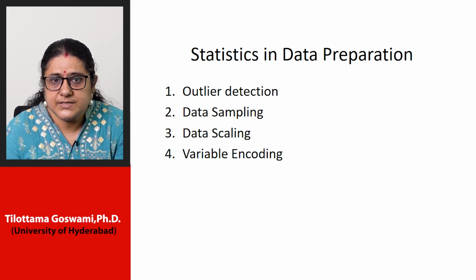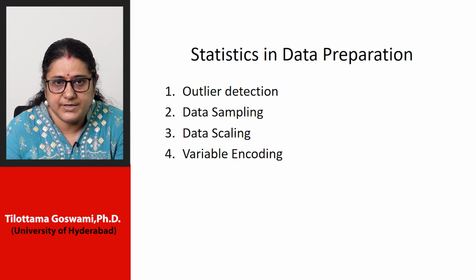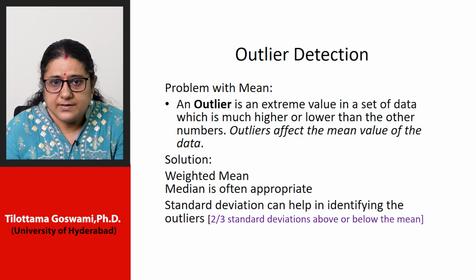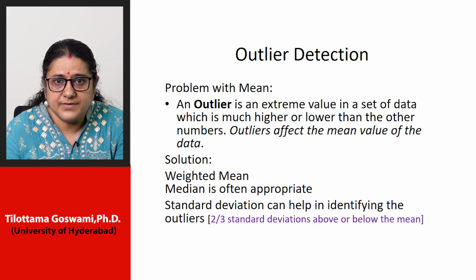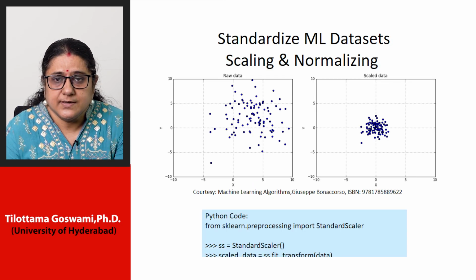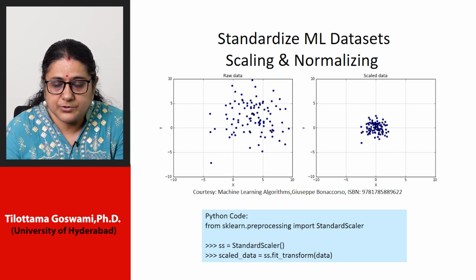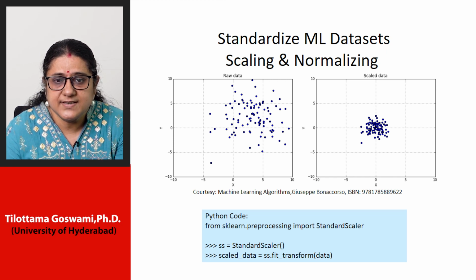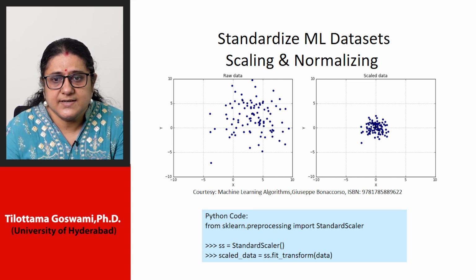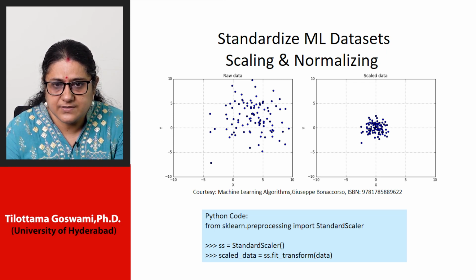In the data preparation, we have just mentioned outlier detection, sampling, scaling, and variable encoding. What is an outlier? The standard deviation will help in identifying the outliers, as they affect the mean value of the data. Scaling and normalizing are very important processes for data pre-processing, where you can use the sklearn preprocessing package. The StandardScaler function is used, with the function called fit_transform, so the raw data is scaled and normalized.